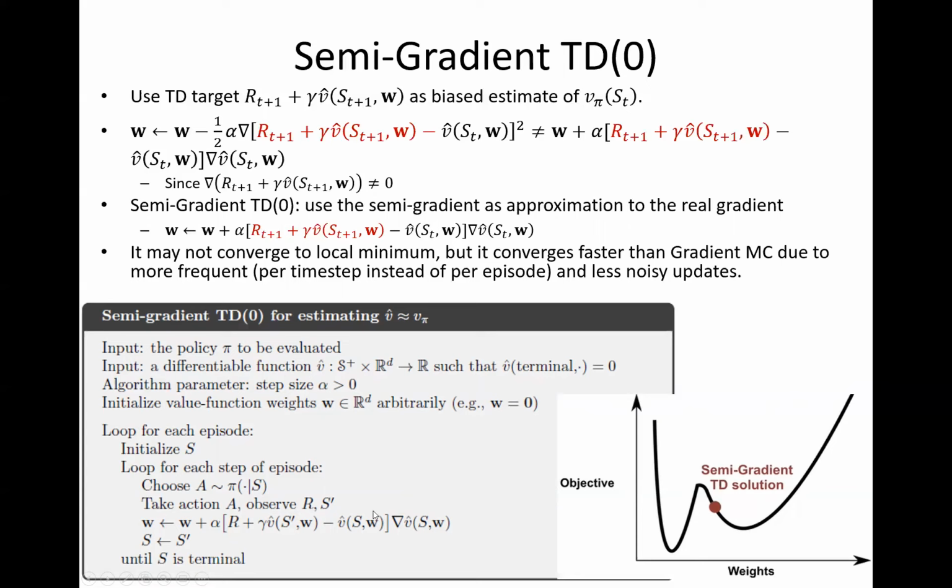So semi-gradient, because it's not a true gradient, may not converge to the local minimum, but it converges faster than gradient Monte Carlo due to more frequent updates per time step instead of per episode, and less noisy updates, less variance. So the semi-gradient TD solution may be stuck in here, so it may not even reach the local minimum.